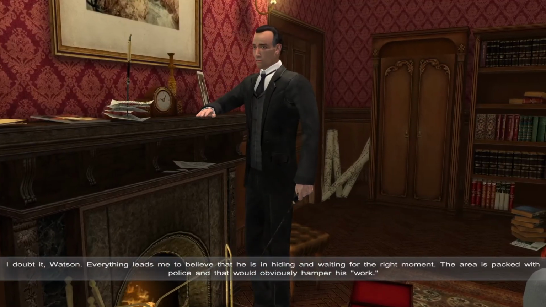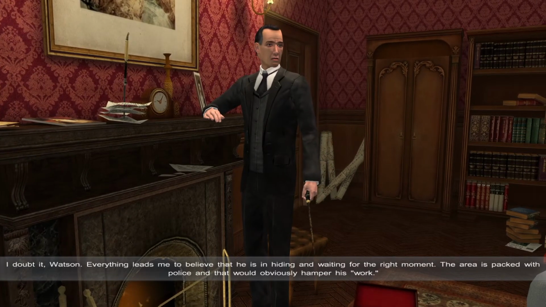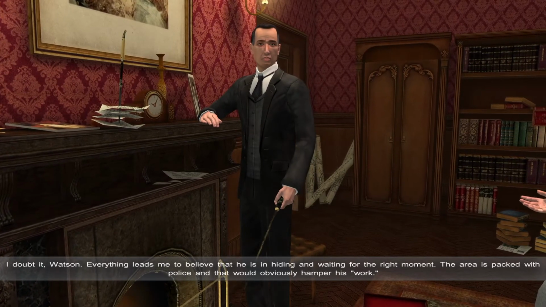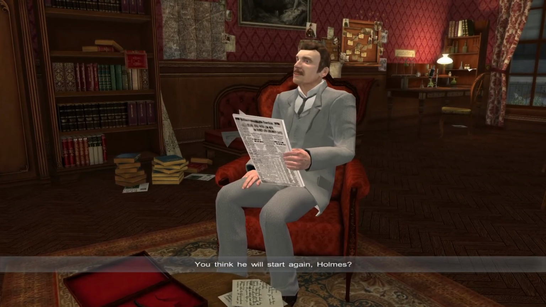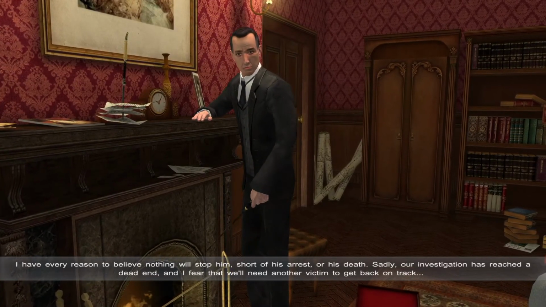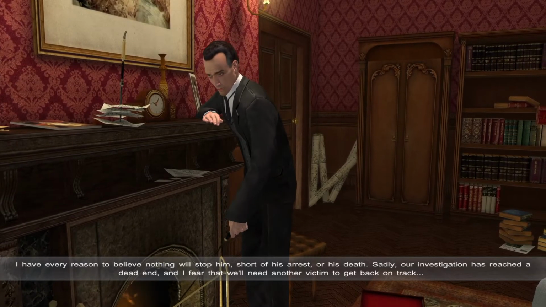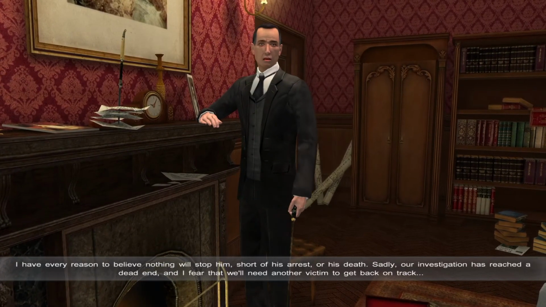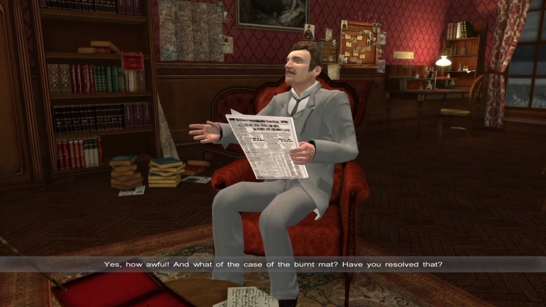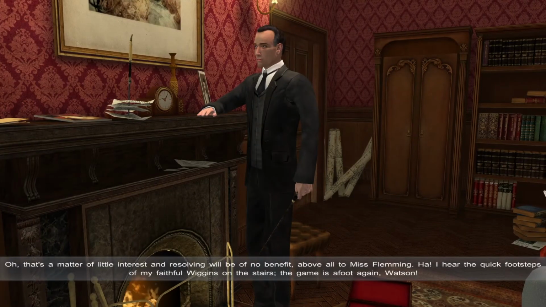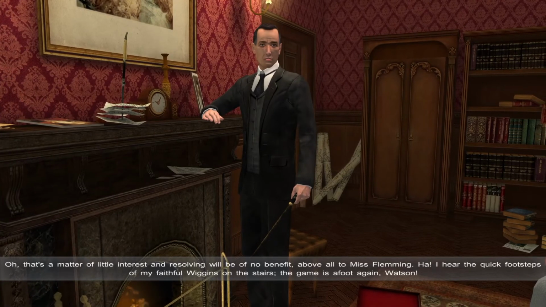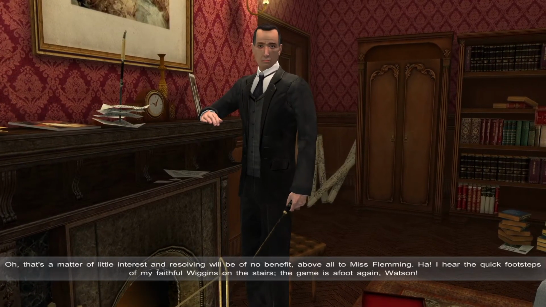I doubt it, Watson. Everything leads me to believe that he is in hiding and waiting for the right moment. The area is packed with police, and that would obviously hamper his work. You think he will start again, Holmes? I have every reason to believe nothing will stop him short of his arrest or his death. Sadly, our investigation has reached a dead end, and I fear that we'll need another victim to get back on track. Yes, how awful. And what of the case of the burnt mat? Have you resolved that? Oh, that's a matter of little interest, and resolving it will be of no benefit, above all to Miss Fleming. Ha! I hear the footsteps of my faithful Wiggins on the stairs.